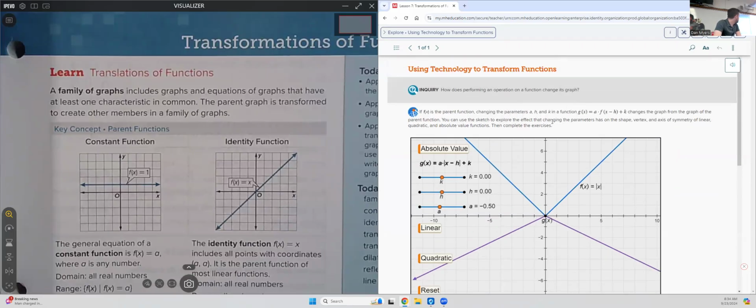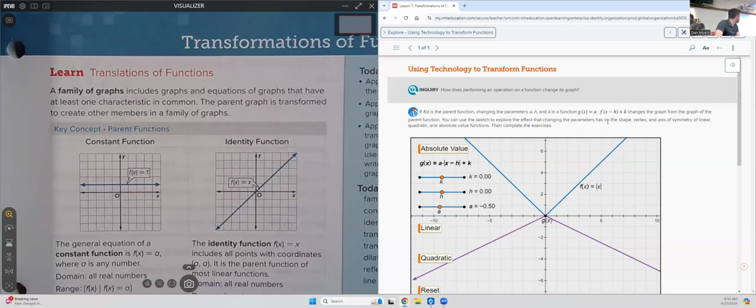So it says changing the parameters for the values of a, h, and k in a function. I'll talk about what those mean during the lesson, but we're just going to see what those look like today. The function that we're going to be changing the parameters for is the g of x function. F of x will be the parent function for each of these: absolute value, linear, and quadratic. G of x will be the one that we're actually going to be messing around with the values of h, k, and a. Those are going to be on those sliders right there.